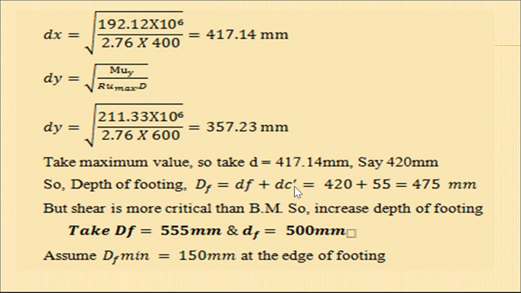Overall depth of the footing is equal to effective depth plus DC dash. Here again DC dash is equal to 50 plus, assume the diameter is 10 mm, 10 by 2, 55, so we get 475 mm. But from the shear point of view, as compared to the bending moment, shear is more critical. So instead of 475 we have increased the depth, it is 555, so Df is equal to 500 mm. Instead of 475 we have taken the higher depth, and at the edge of the footing, end of the footing, it is 150 mm as per IS 456.